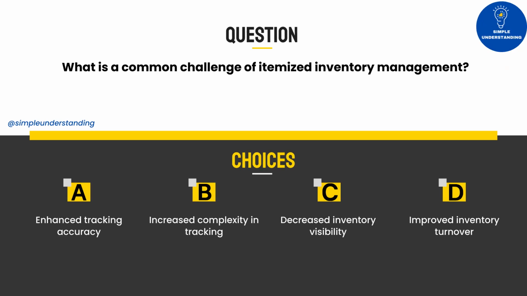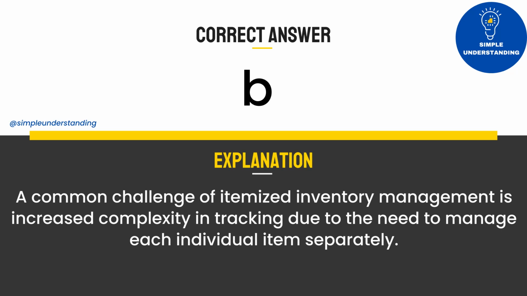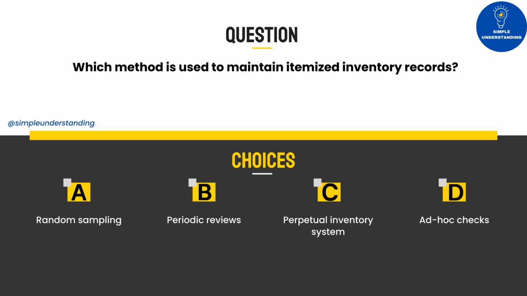8. What is a common challenge of itemized inventory management? A. Enhanced tracking accuracy. B. Increased complexity in tracking. C. Decreased inventory visibility. D. Improved inventory turnover. Correct answer, B. Overall explanation. A common challenge of itemized inventory management is increased complexity in tracking due to the need to manage each individual item separately.